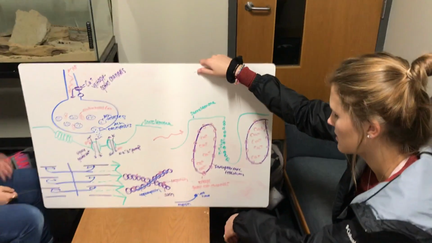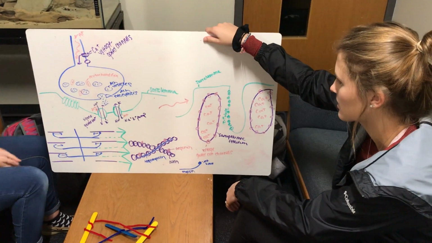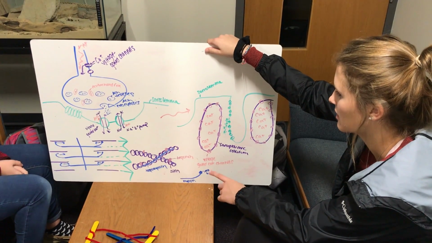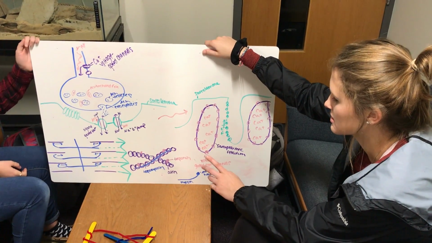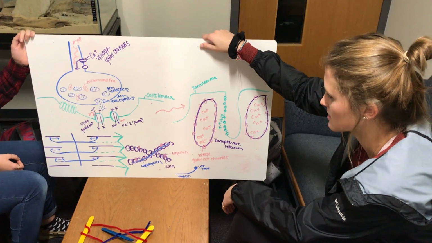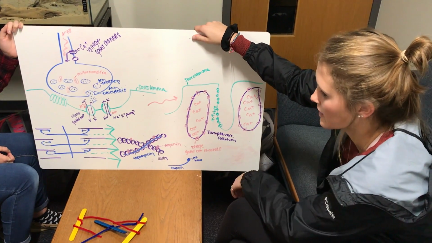And then once the acetylcholine is gone, it'll go through relaxation, and enzymes will break down the acetylcholine, and calcium will exit the cell.